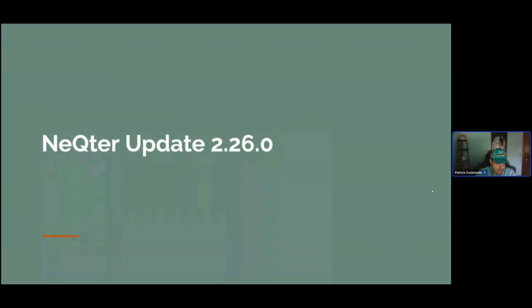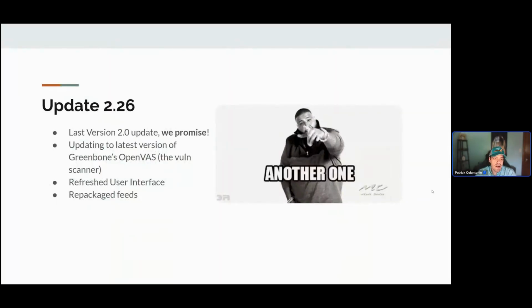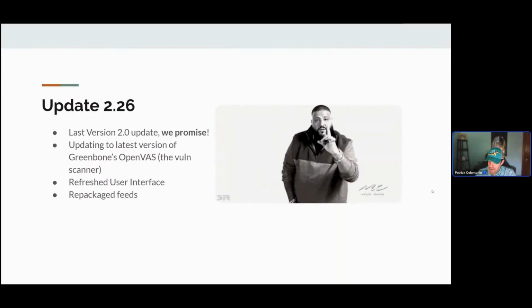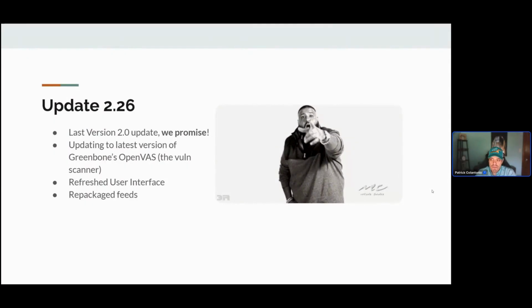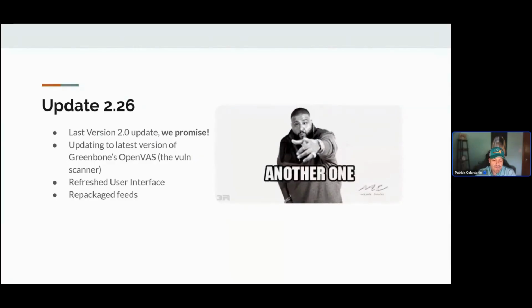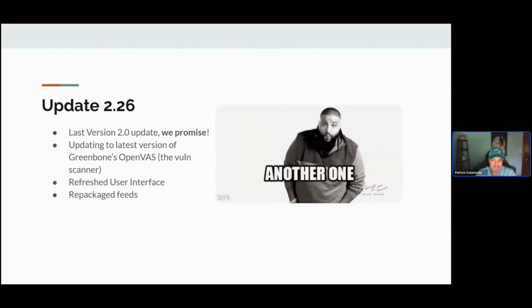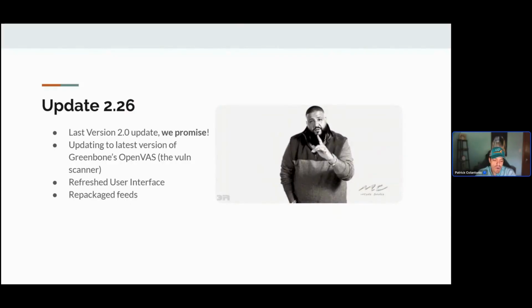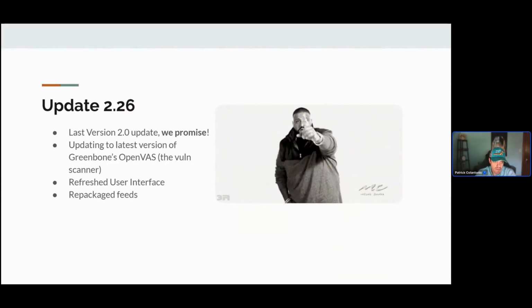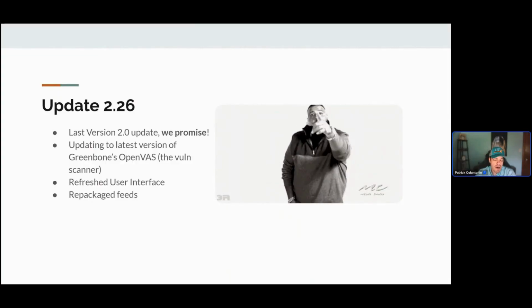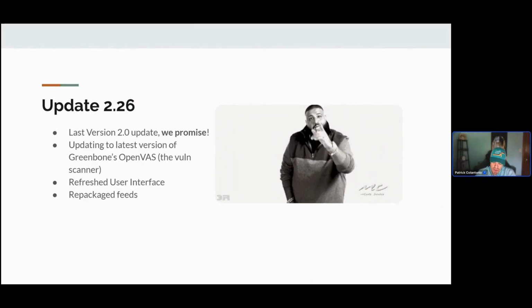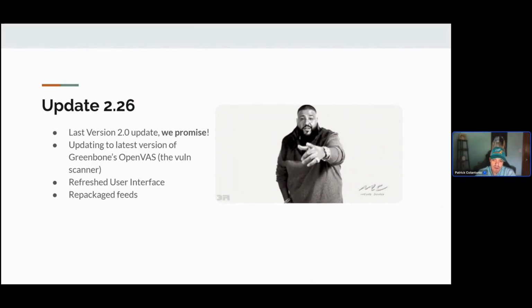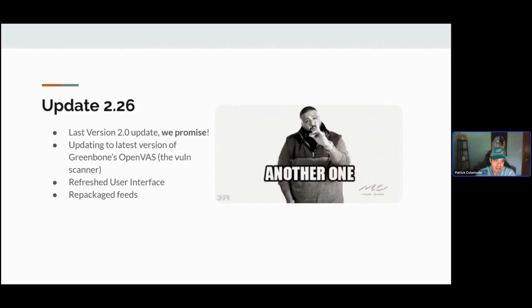So, NeQter Update 226. It's the last one, we promise. Last version 2 update. What really spurred this was version 3 is a massive update. So we wanted to chop it up a little bit by first covering an update to the vulnerability scanner, specifically the one that we leverage is Greenbone's OpenVAS.